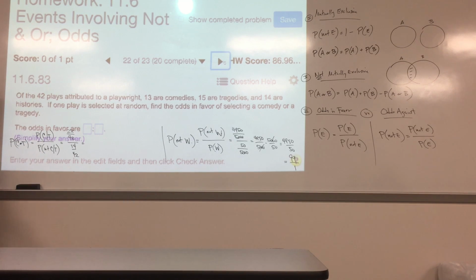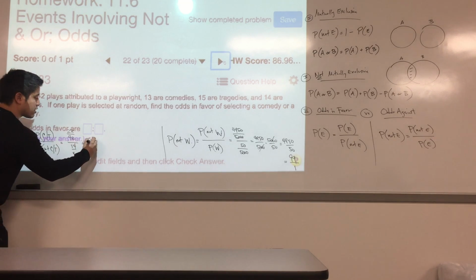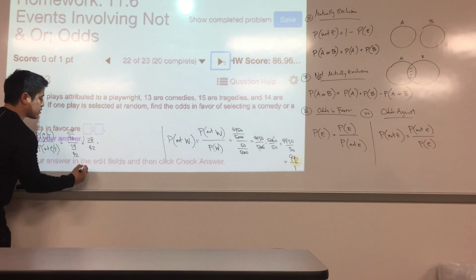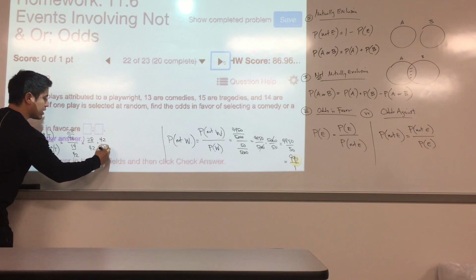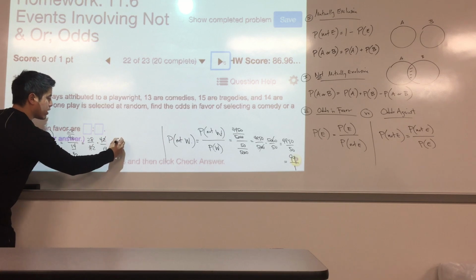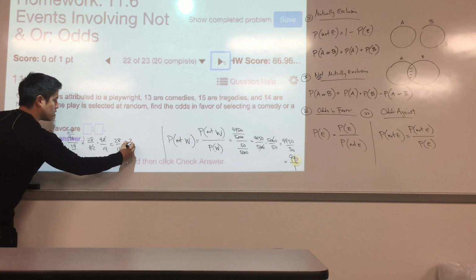So, probability of getting a comedy or a tragedy, well, just add the comedies and tragedies out of the total number of plays. Not comedies and tragedies, all the others, just the histories. So our setup is 28 over 42 times 42 over 14. 42's cancel. 28 over 14, or 2 to 1.